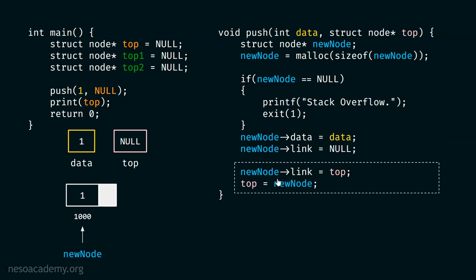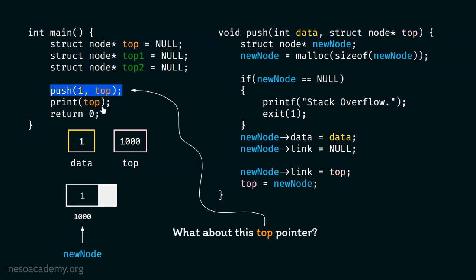Now after this we are updating the new node link by top. Top is null, therefore this will be null only. After this we are assigning new node to top. What do we mean by assigning new node to top? We know that new node is pointing to this node, which means that new node is holding the address of this node. The address of this node is 1000. Therefore, we are trying to put this address over here in this top pointer, right? So null will get replaced by the 1000 address. Fine. Everything is making sense up to this point.